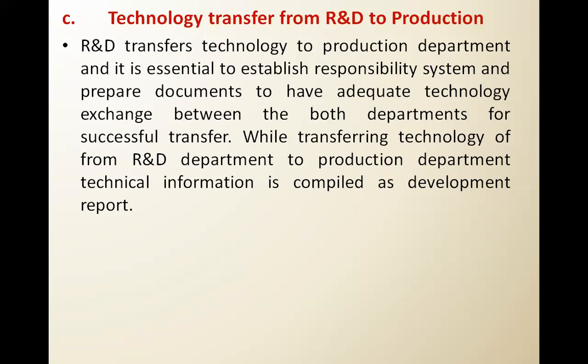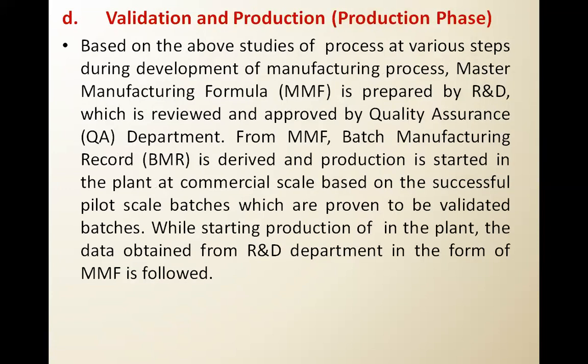While transferring technology from the R&D department to the production department, technical information is compiled as development reports. Then validation and production. Validation is where actual production starts. After production, we have to validate those batches. Validation means we assure that we are getting that quality in subsequent batches. So based on the above studies of the various steps during development of the manufacturing process, the master manufacturing formula is prepared by the R&D. We already know that.